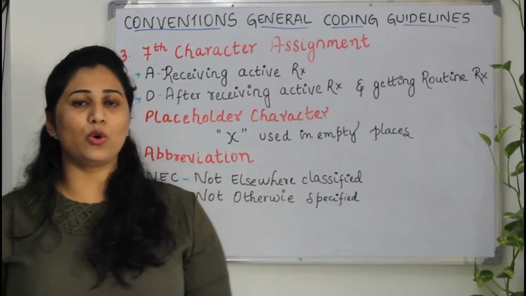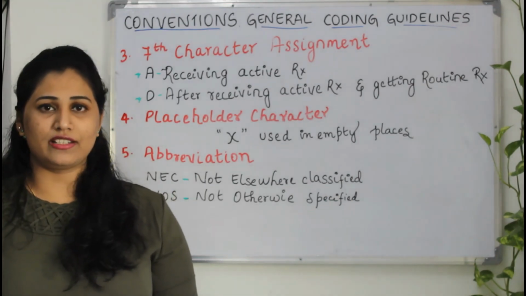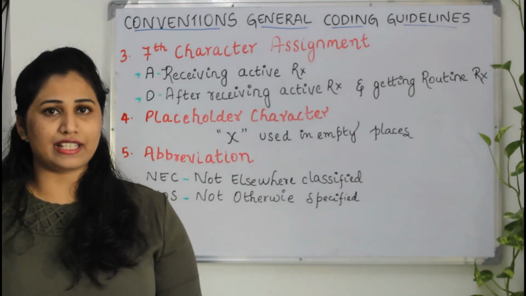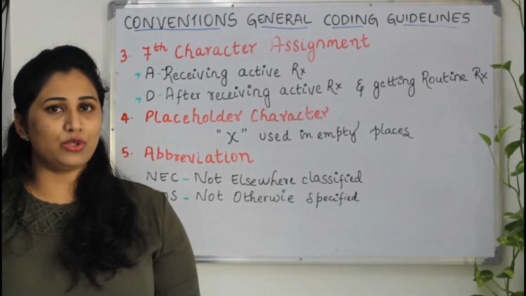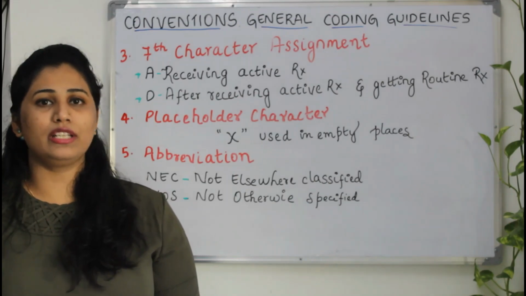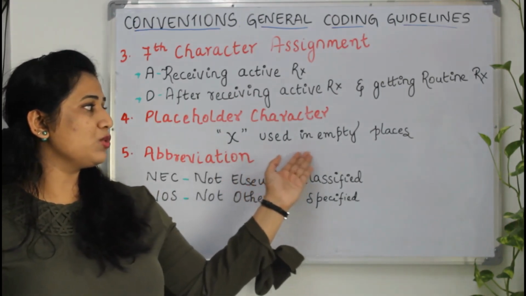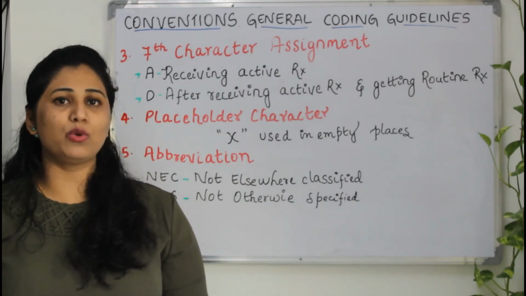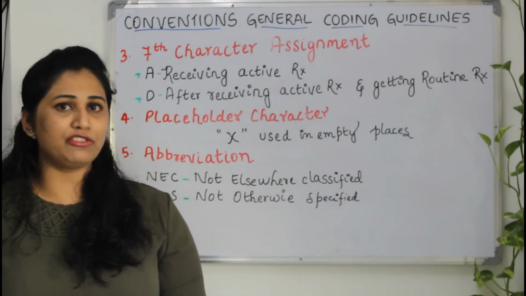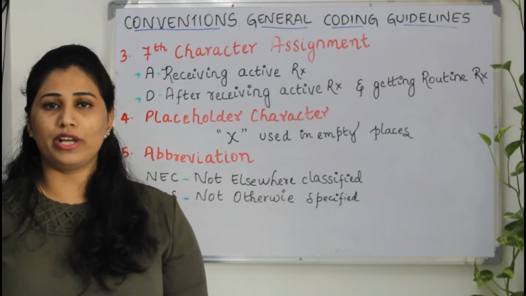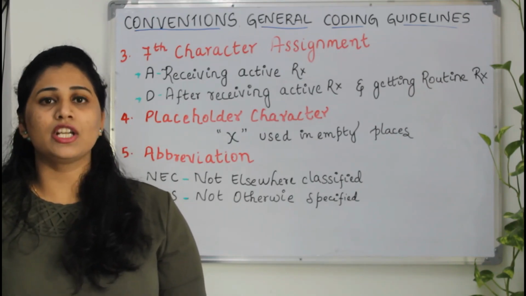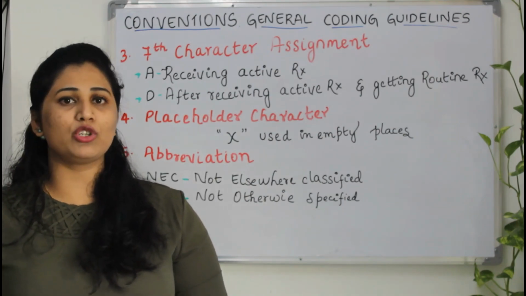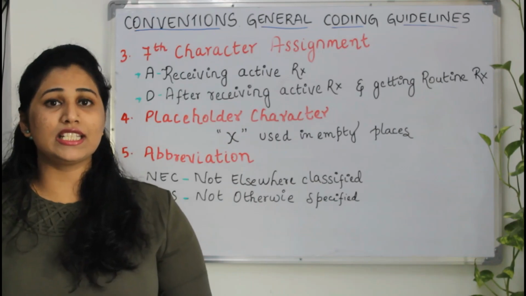Now comes the placeholder character. The placeholder character is X. In ICD, whenever you see the alphabet X, you should understand that we are using a placeholder character. I have written here, used in empty spaces. When you go back to the first board, I have written one ICD code with 7 characters, right? For example, if we don't have a sixth character to put, what was our sixth character meaning? That is the laterality.